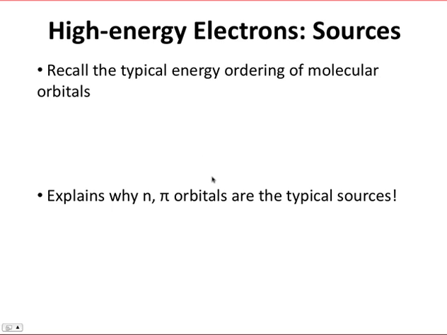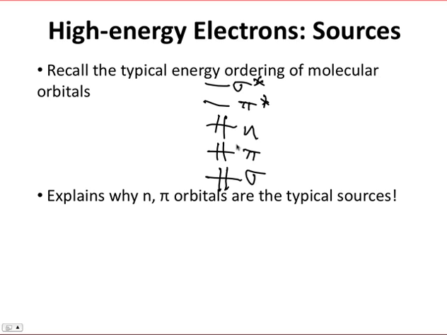Well, as I just said, recall the typical energy ordering of molecular orbitals. The lowest energy, the most stable, we have the sigmas, and then the pi's, the n's, and then the pi star and the sigma star. I'm repeating this because it's really important as sort of a take-home message. And again, we typically see these three bottom orbitals filled.